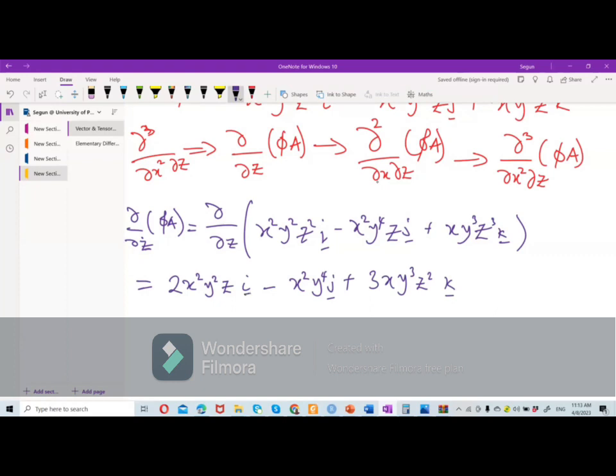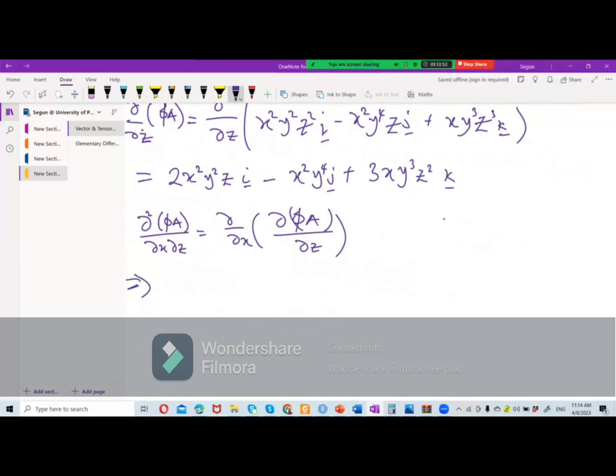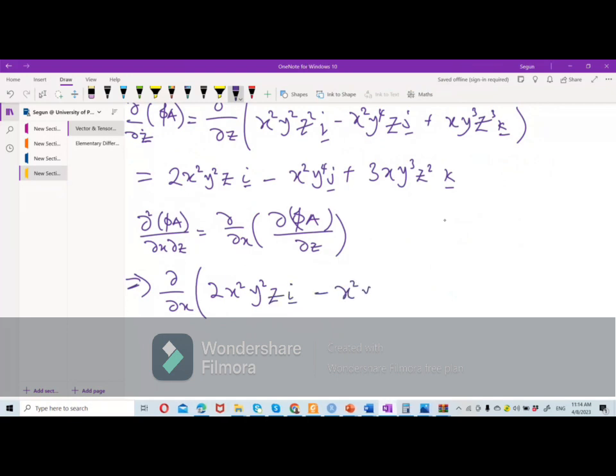So we need to do, the next one will be, according to our arrow, d square phi A over the x dz. So which is going to be d dx of the phi A over the z. In your own case, it might not be phi, it might not be phi A, it might not be z. You have to read the question line by line before you answer it. So in this case now, I have d dx of 2x squared y squared z i minus x squared y4 j plus 3xy cubed z squared k.